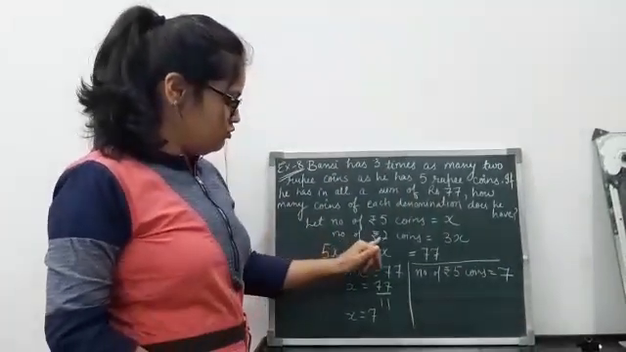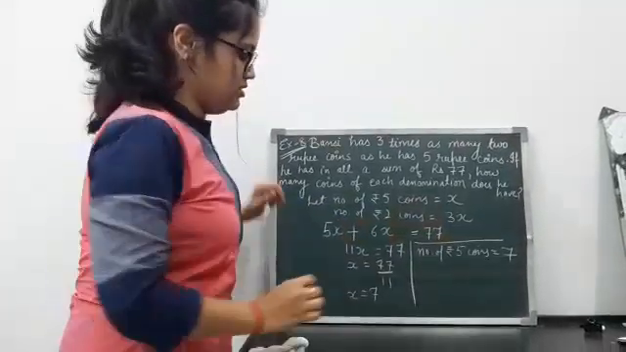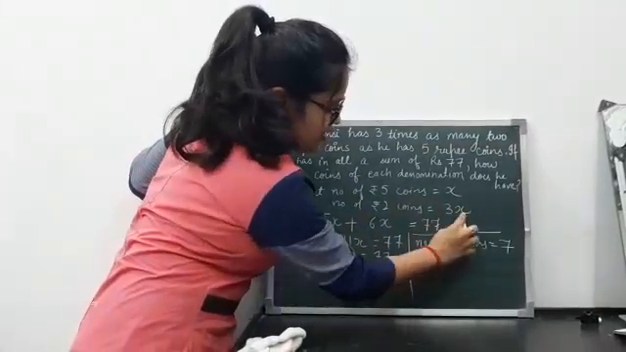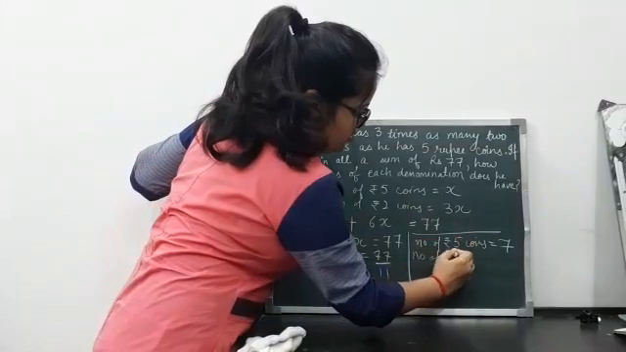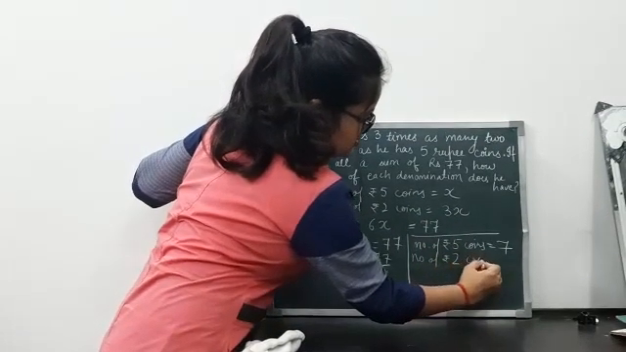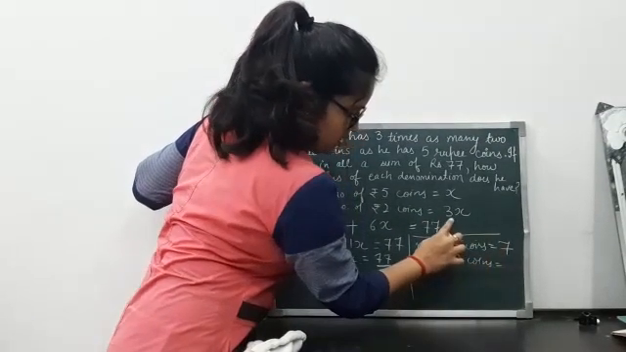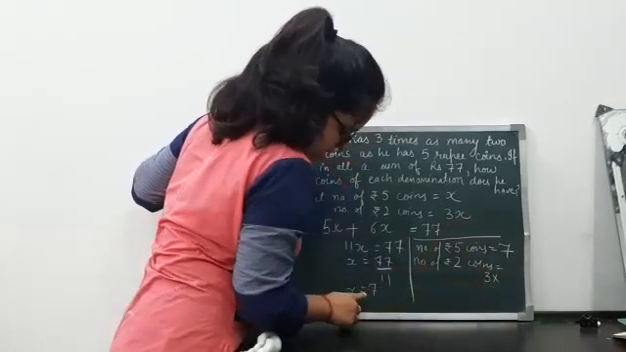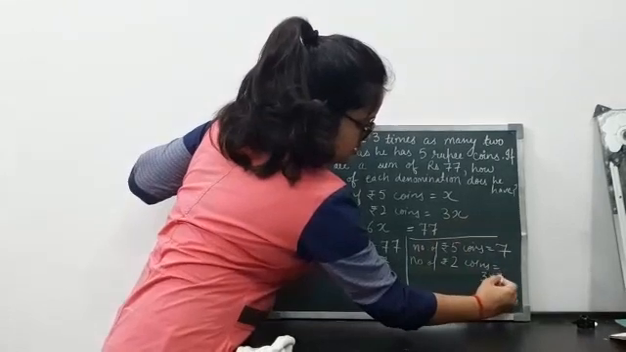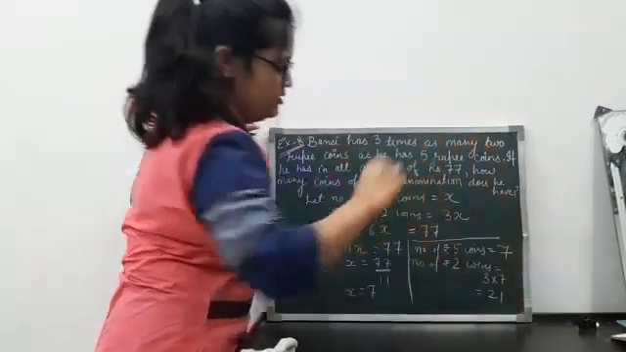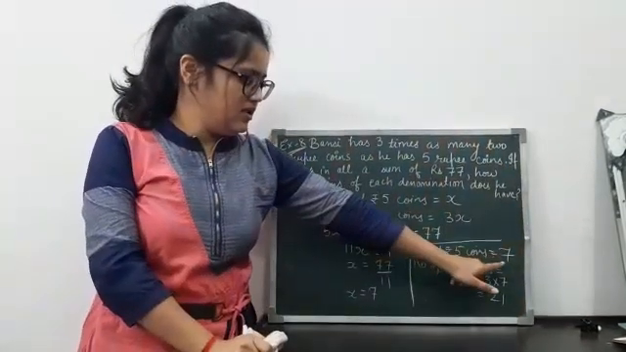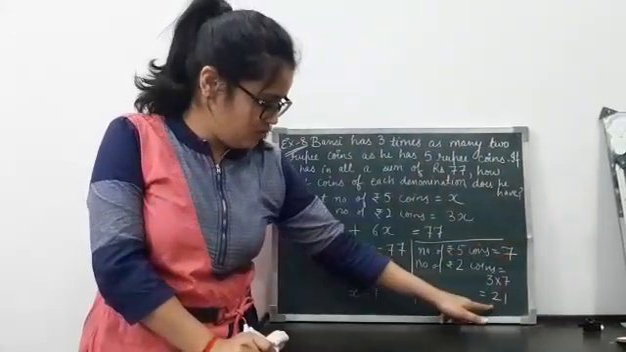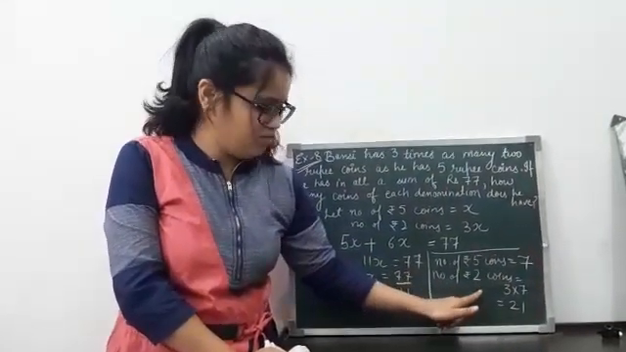Now the number of 2 rupee coins is equal to 3x. So put the value of x here. Number of 2 rupee coins is equal to 3x, that means 3 multiplied by x. X is 7. 3 sevens are 21. So he has 7 coins of 5 rupees and 21 coins of 2 rupees.